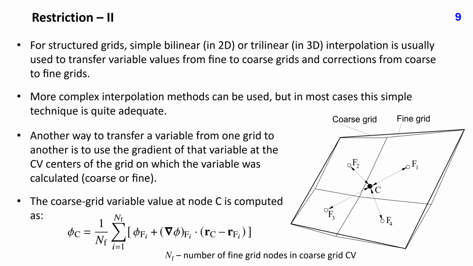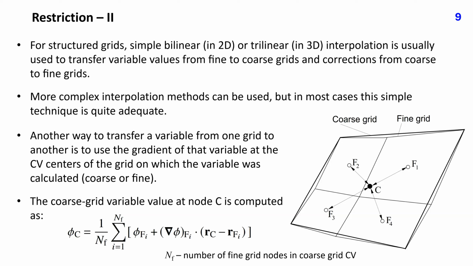For structured grids, simple bilinear in 2 dimensions or trilinear in 3 dimensions interpolation is usually used to transfer variable values from fine to coarse grids and corrections from coarse to fine grids. More complex interpolation methods can be used, but in most cases the simple second-order technique is quite adequate. Only when discretization methods of higher order than second are used, interpolation techniques of a higher order should also be used for restriction and prolongation operations.